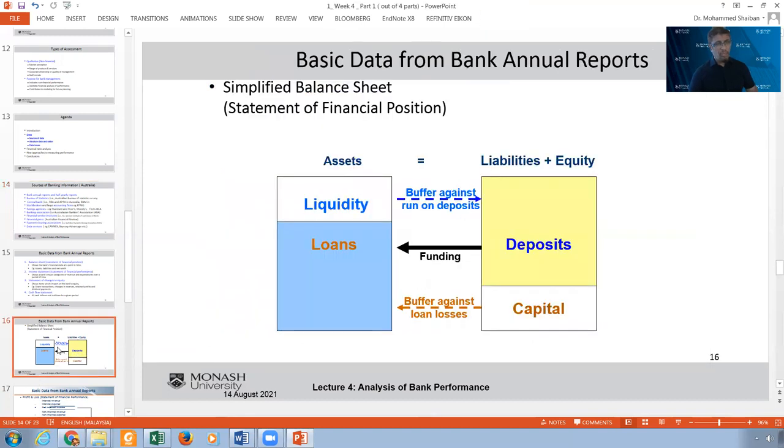Okay, let's go to the balance sheet. How does it look? Most of us know it. We have the asset side, which is the loans and the liquidity. We can have some investments. And on the liability side, we have the deposits and the capital. And the capital is actually a buffer against loan losses.